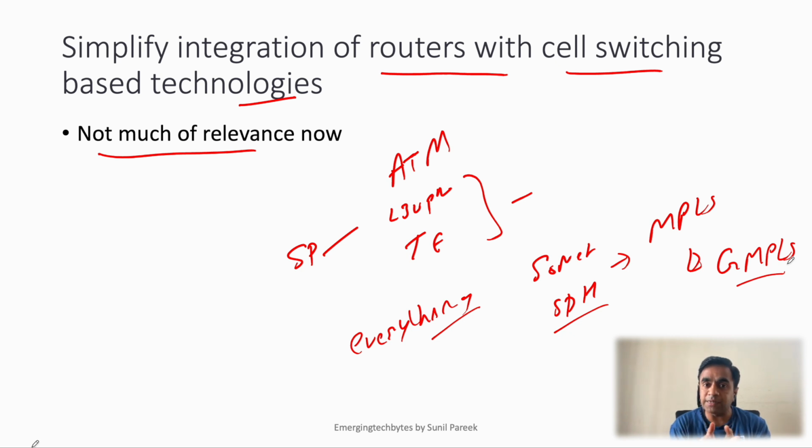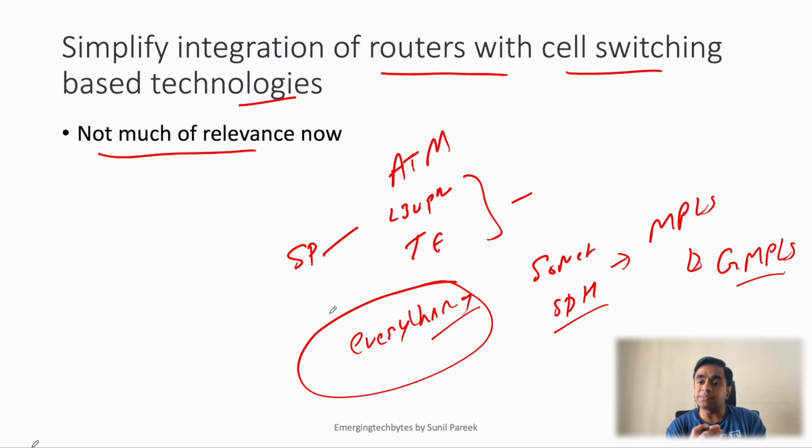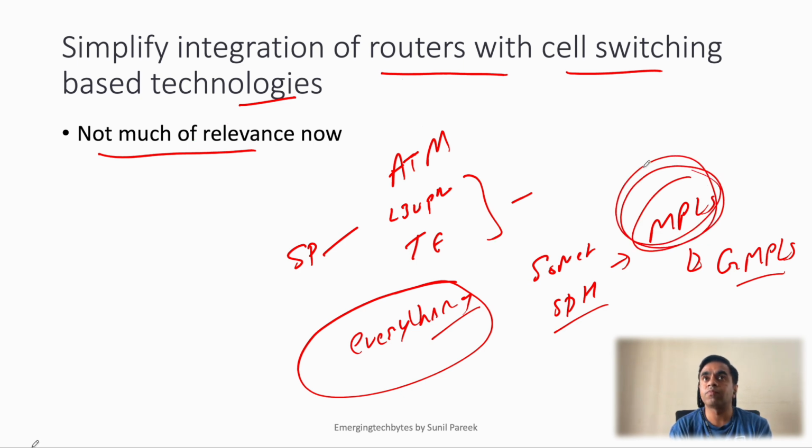So for now, you just understand that providers liked it so much that they wanted to take everything, whatever services they were providing, be it PSTN, be it SONET, SDH, whatever, layer 1 services, layer 2 services, or even layer 3 services as per the OSI model, they wanted to have it on MPLS. Don't worry if you don't understand what GMPLS is, what SONET is, what SDH is. Just understand that this is what SPs were looking for.